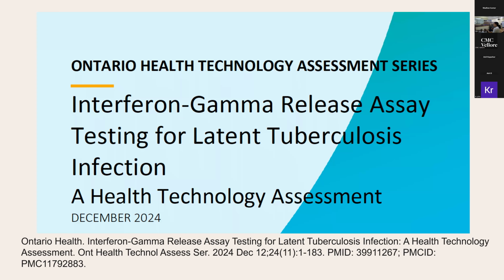So now for that, I'm going to look at this Ontario Health Technology Assessment Series. They've looked at IGRA for latent TB infection from a health technology assessment. So this is the article that I'm going to be appraising today.